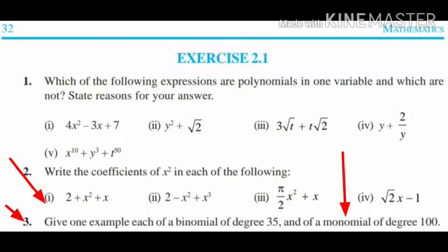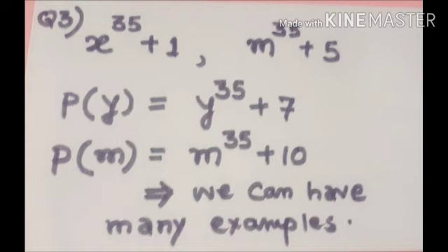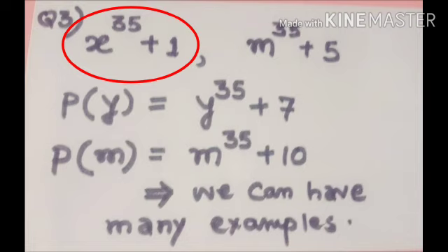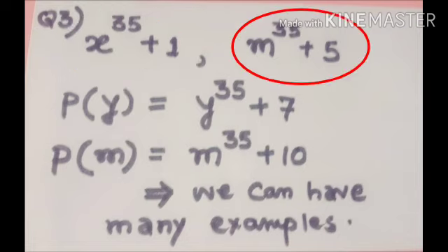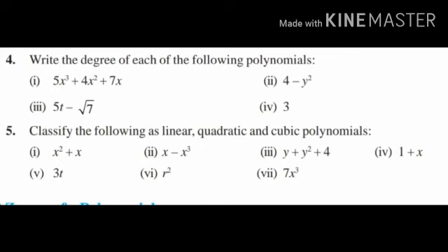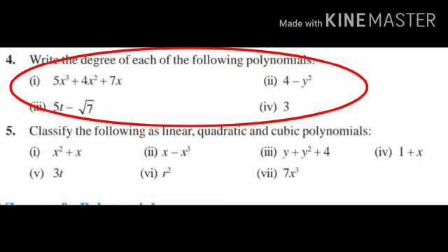In question number 3, we have to give one example each of a binomial of degree 35 and a monomial of degree 100. Let us discuss. In this question, we have to look at 2 things. The first one, the polynomial must be a binomial. It means that it must contain only 2 terms, and its degree must be 35. So we can have many examples as you can see on the screen: x to the power 35 plus 1, m to the power 35 plus 5, or we can have so many examples.